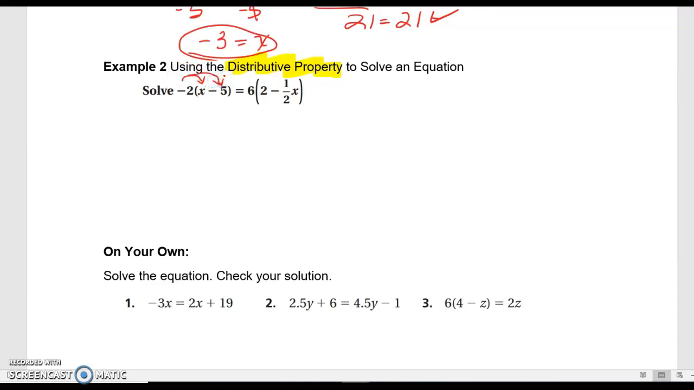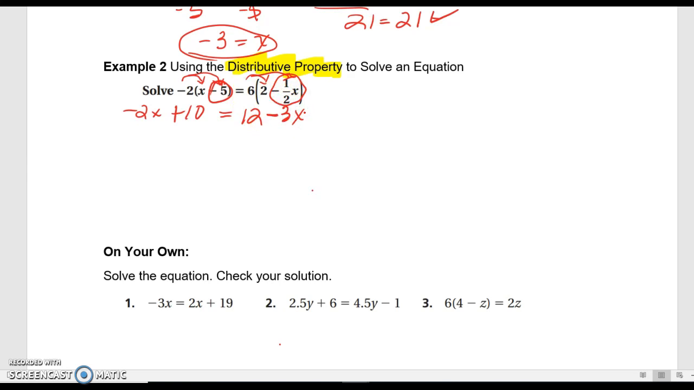So I'm going to start by distributing negative 2 on the left, negative 2 times x, negative 2x. And then remember, because there's a subtraction sign in front of the 5, it makes that 5 negative. So it's negative 2 times negative 5, which is positive 10. And then over here, we're going to distribute the 6, both terms. 6 times 2 is 12. And then a positive times a negative is a negative. Half of 6 is 3, so that's 3x.